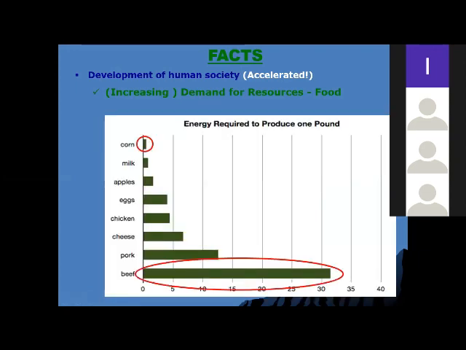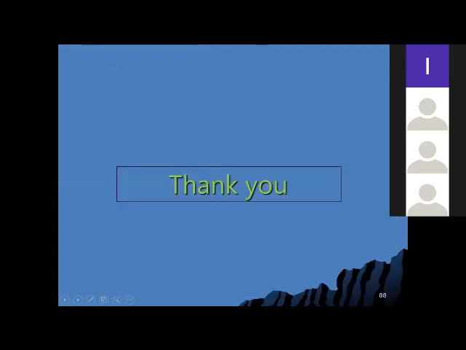Then the energy required for production of 1 pound of corn, milk, chicken and beef, because water and energy are the main things. We saw how much water is used; for energy requirement, beef is 30 as compared to maybe 1 or 2 for corn, chicken and milk. So therefore, we really have to think about energy reduction, and energy and water usage. So that's all I had.